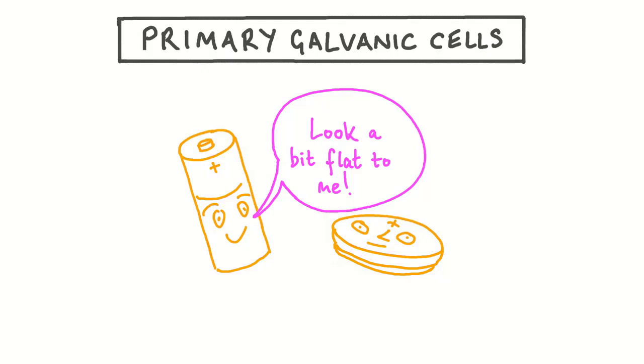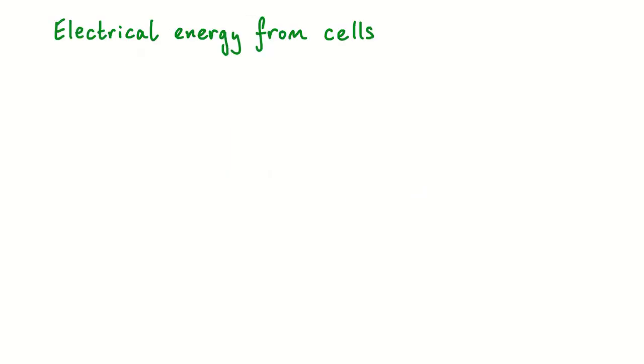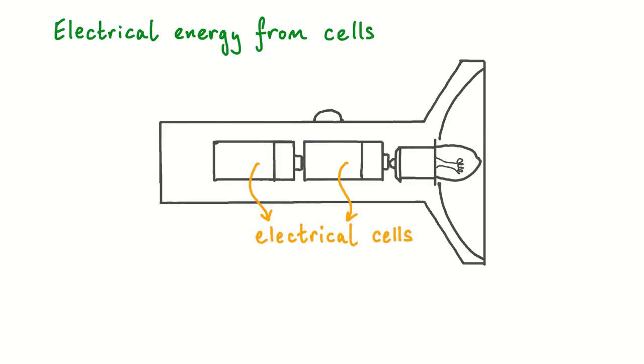In this video, we will learn how to describe primary cells and explain how they produce electrical energy. In the first section of this video, we'll see how electrical energy comes from cells used in portable electrical devices that we see in everyday life. Portable electric devices, like torches or flashlights, get their energy from chemical reactions that take place inside electrical cells.